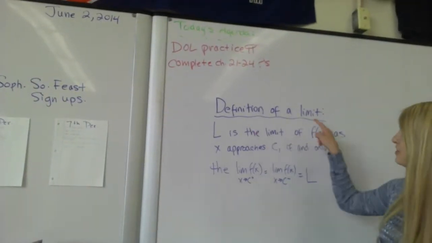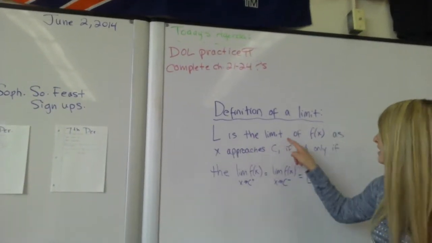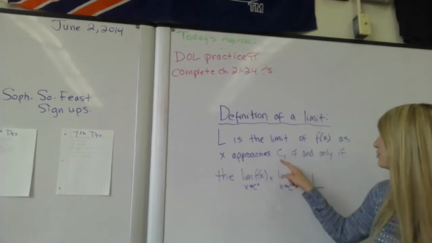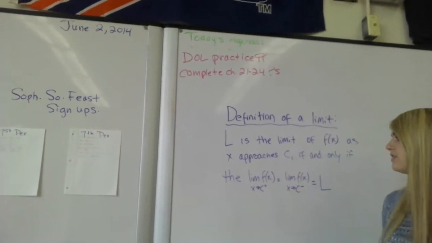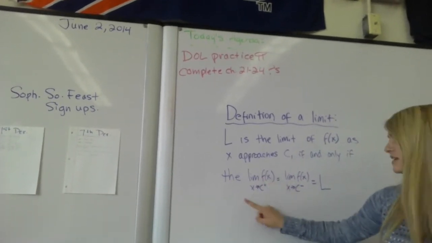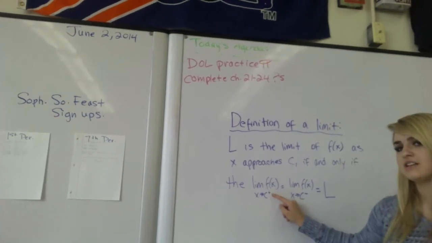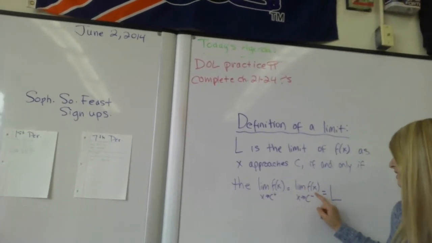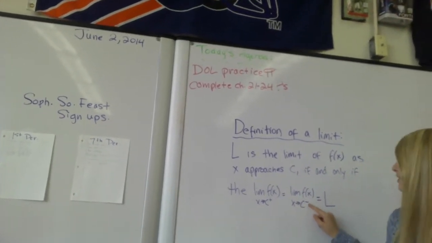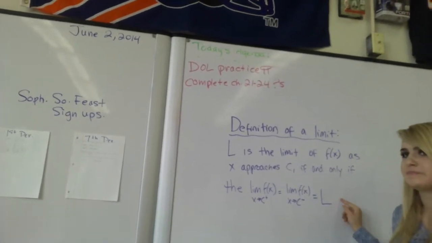The definition of a limit is: L is the limit of f of x as x approaches c if and only if the limit of f of x as x goes to c from the right equals the limit of f of x as x goes to c from the left equals the limit.